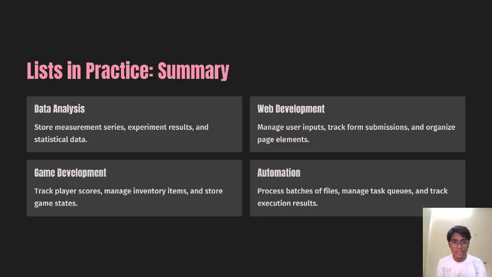Lists in practice, summary. Data analysis: store measurement series, experiment results, and statistical data. Web development: manage user inputs, track form submissions, and organize page elements. Game development: track player scores, manage inventory items, and store game states. Automation: process batches of files, manage tasks, queues, and track execution results.